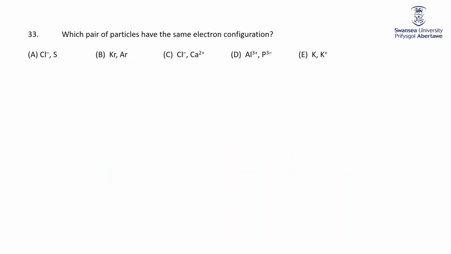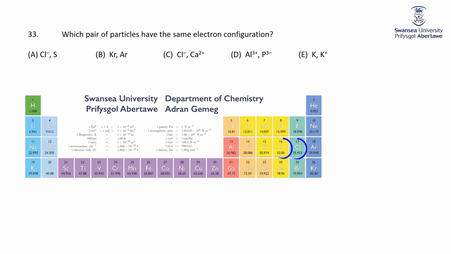Same electron configuration, i.e. same number of electrons. Well, there's chlorine and sulfur. Cl minus goes from 17 to 18 electrons. Sulfur only has 16 electrons, that's not the same. Krypton and argon have the same number of valence electrons, but not exactly the same electron configuration. Krypton has 36, argon has 18. Cl minus and Ca2 plus: Cl minus would have 18 electrons. Ca2 plus starts with 20, loses 2, goes down to 18, so 18 electrons.